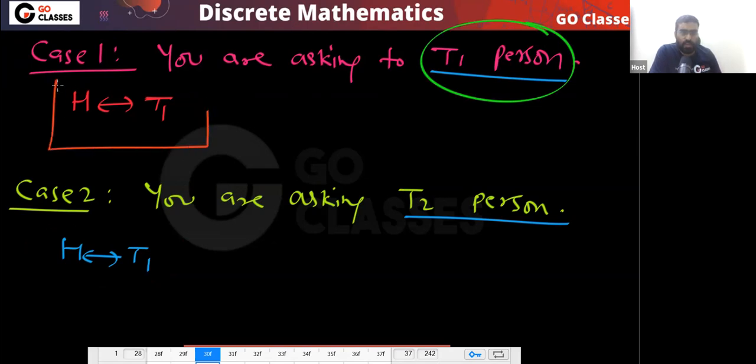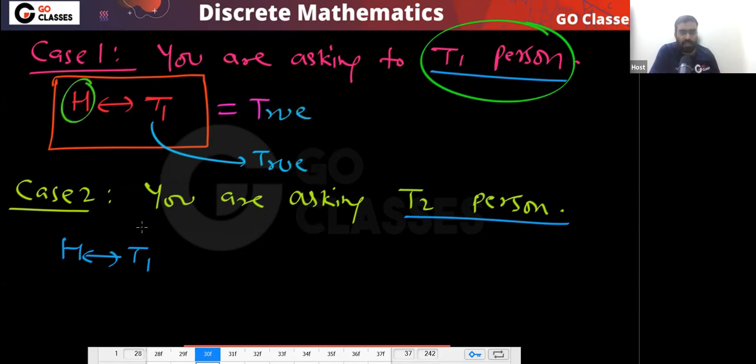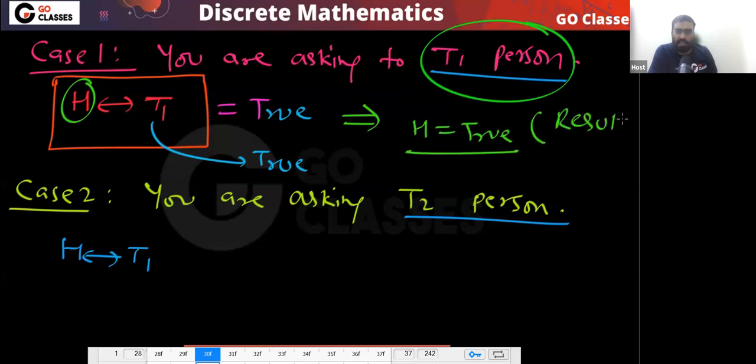Please understand that you are asking the type one person. So this whole thing is also true, and this thing is also true because you are asking a type one person. So what should this be? Tell me. This must be true. So from here, I can say H must be true, means your result is head. Is this clear? The result will be head in case one. Now case one is done.